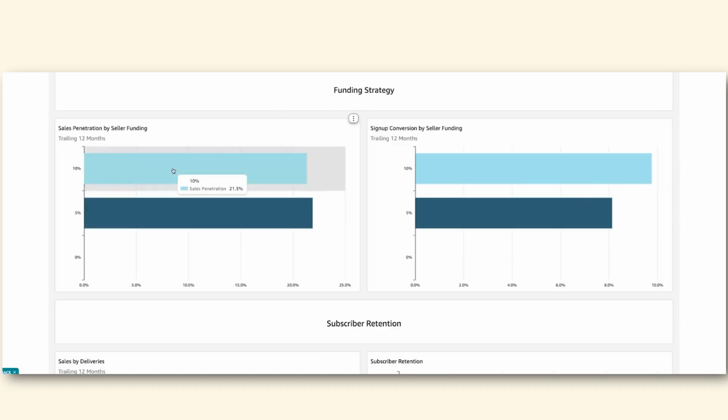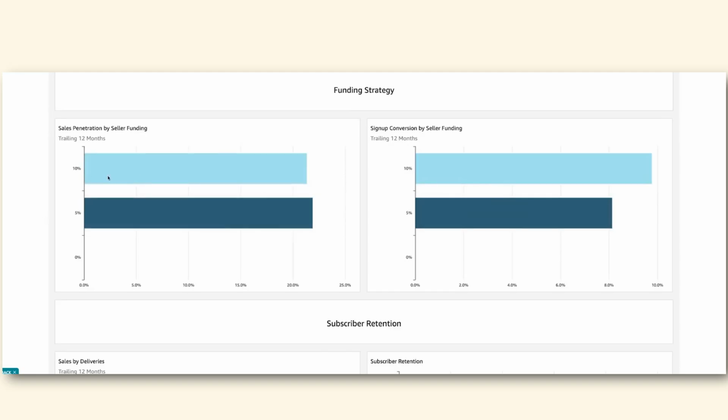Again, every product's gonna be different. You have to experiment, you have to try different percentages, but when you try different percentages, you have to be looking over here and seeing how does it actually affect the amount of people that are signing up and trying subscribe and save with you? And how does it actually affect our total sales that we're getting? How does it affect the business?